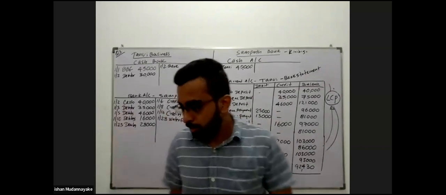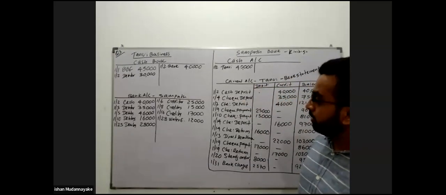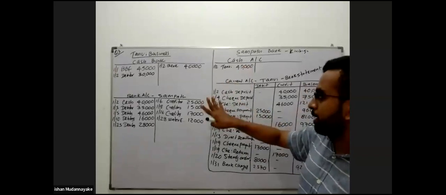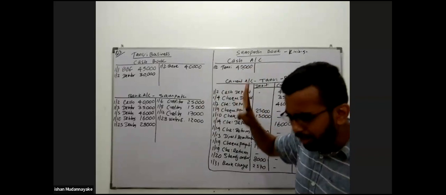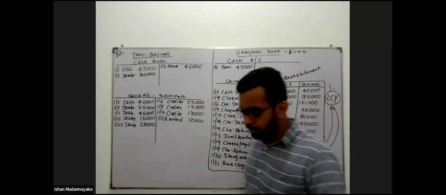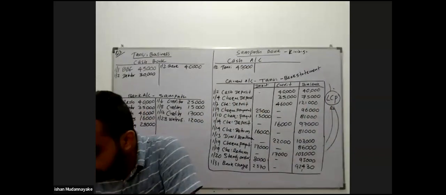Right, we'll take a 5 minute break. After the break, we'll complete the balance. Now we need to prepare the adjusted bank account and bank reconciliation statement. Before that, we'll take a 5 minute break and join the class. Only 5 minutes, we don't have much time.